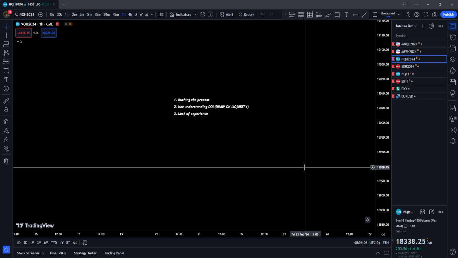The second one is not understanding draw on liquidity. The second one is really important from the technical side, because not understanding draw on liquidity means that you're pretty much gambling. And the third one, and an important one as well, is a lack of experience. You cannot learn markets in 2 months. You cannot master markets in 3 months. For some people, you can't master in 6 months as well. You need to backtest, collect data, and stay consistent.